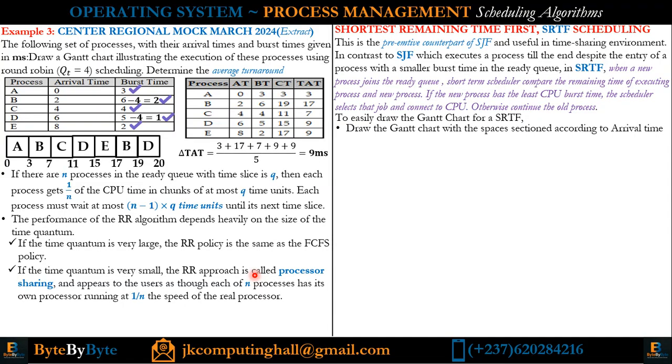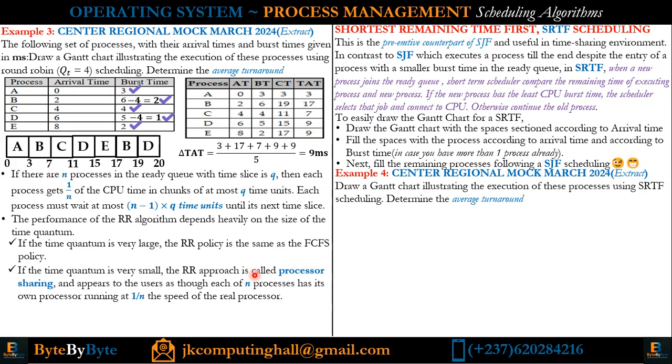is to draw the Gantt chart with the spaces sectioned according to arrival time. So first of all, draw an empty Gantt chart and section it according to the arrival time. Fill the spaces with the processes according to arrival time and according to burst time in case you have more than one process already. Very important, this second point. The third point now: next, fill the remaining processes following the shortest job first scheduling. Very important, very easy.